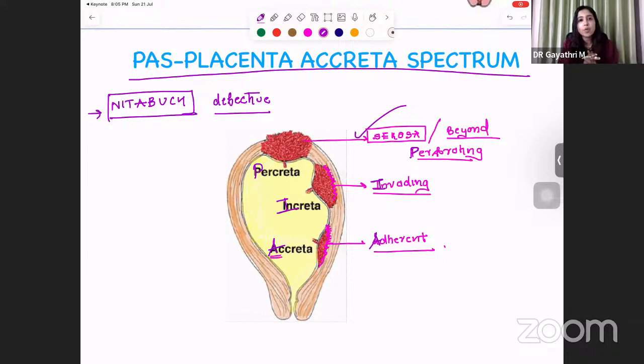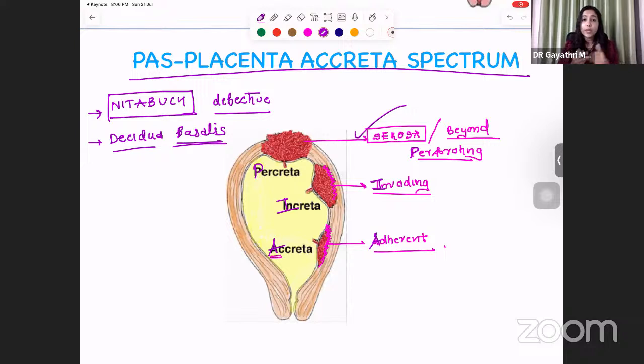Which decidua is involved? It is the decidua basalis. Just below the placenta, you have this decidua basalis. The decidua basalis is involved in this condition. So there is a defective Nitabuch layer and defective decidualization in this condition.